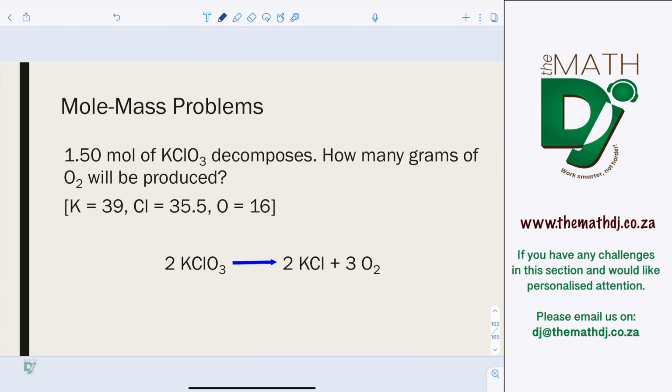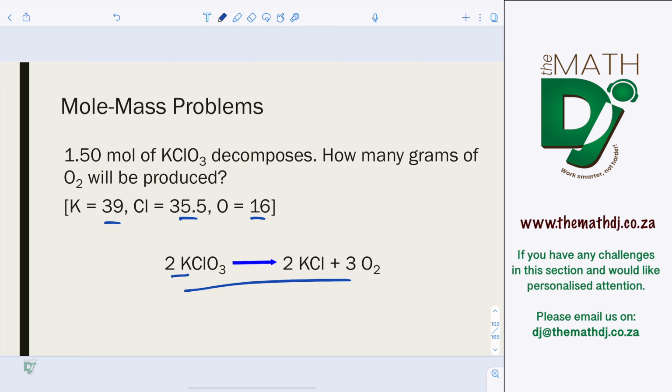Mole mass problems. 1.5 moles of potassium chlorate decomposes. How many grams of oxygen will be produced? So usually when they give you these types of questions, they provide the equation so that you don't have to crack it. If you go to the periodic table, these are the mass numbers that will be given. So remember, when it's like this, it's already a balanced one.